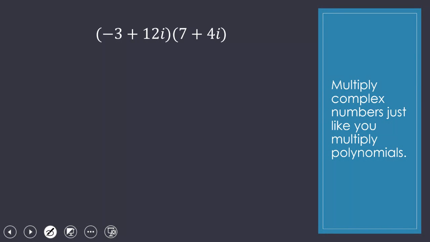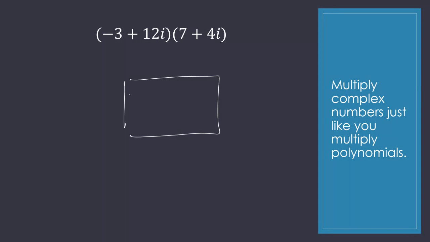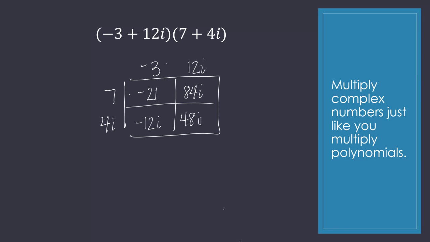All right, we're going to take negative 3 plus 12i. We're going to multiply that by 7 plus 4i. Again, pay attention to your signs. This might be a good time to pause the video and try this by yourself, see if you can do it, and then check your answer.